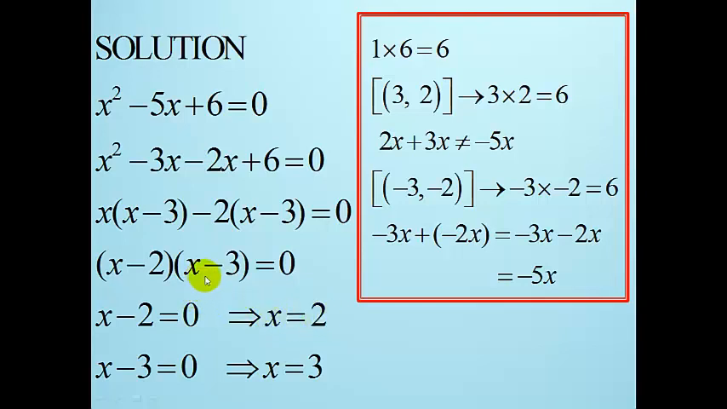Also, when we equate x minus 3 is equal to 0, solving for x, minus 3 on the left hand side becomes plus 3 on the right hand side. And this implies that x is equal to 3. Hence the values of x for which the quadratic equation x squared minus 5x plus 6 equals 0 are x equals 2 and x equals 3.